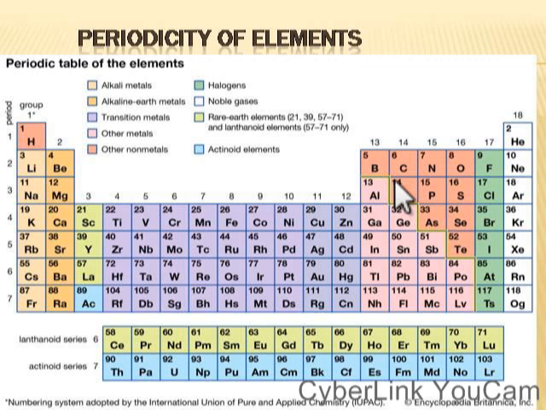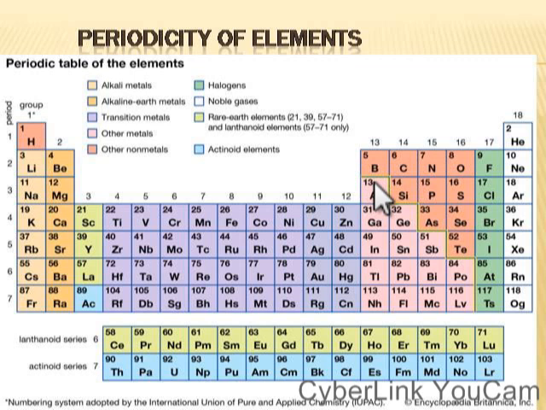The next one we are going to look at is the diagonal relationship. The diagonal relationship is the relationship between the first member of group 1 and the second member of group 2. That is, lithium and magnesium have a diagonal relationship. The same thing, beryllium and aluminium also have a diagonal relationship. And boron and silicon also have a diagonal relationship.